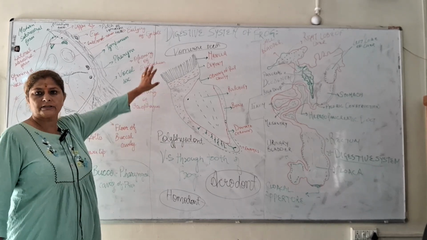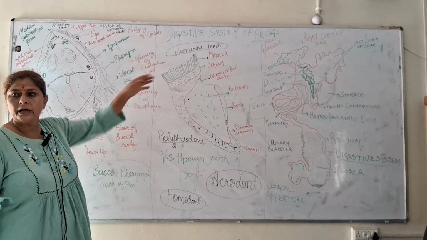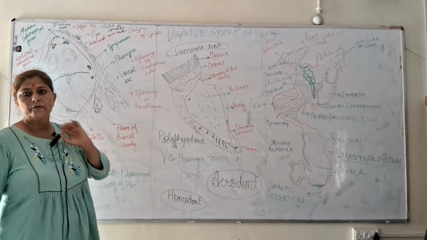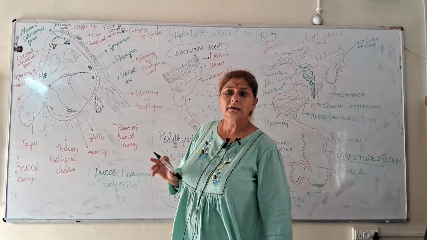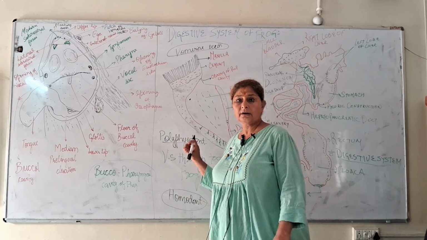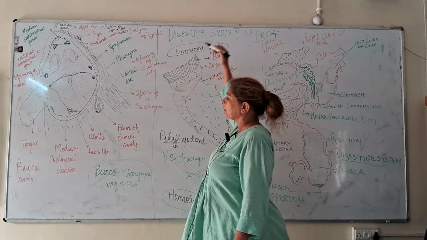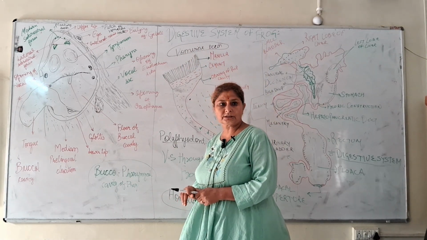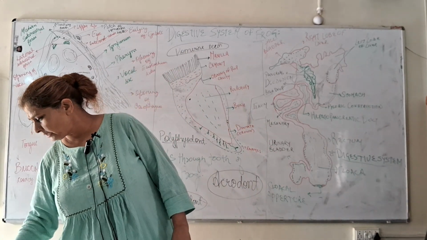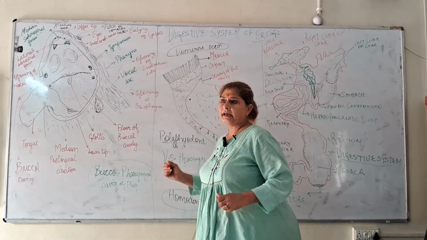Session. Today we will start with the digestive system of the frog. Yesterday we did the general structure of the frog. This is our third unit and its first chapter. The digestive system of the frog is also one of the important systems. Why is it important? Because it has a different structure as compared to other animals.